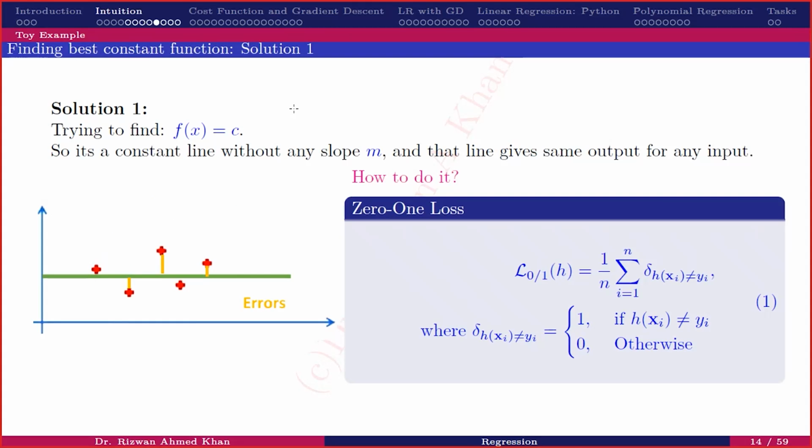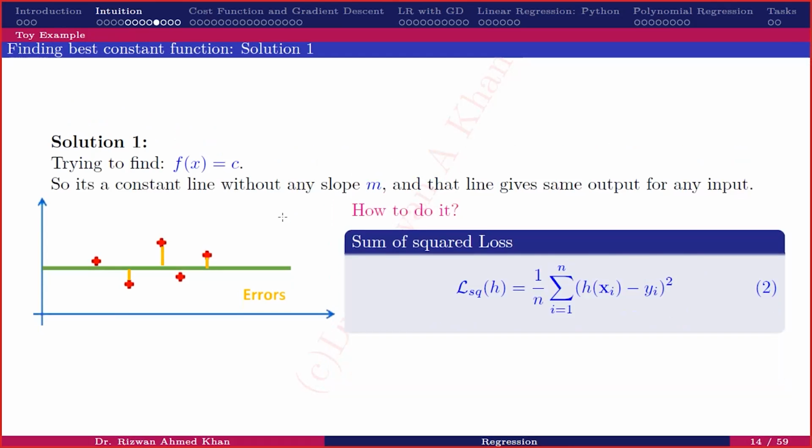Then we looked at the sum of the loss function, which we have done earlier. We discussed briefly 0-1 loss, sum of squared loss, and absolute loss. But we use sum of squared loss for mathematical reasons, because this squared error function is convex and easy to differentiate. And because of these nice mathematical properties, we use this function in regression.